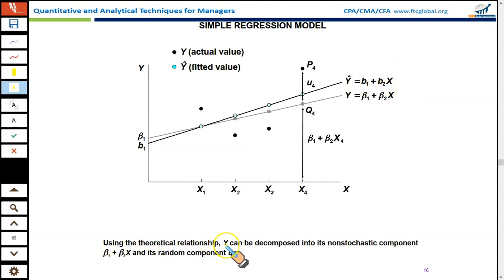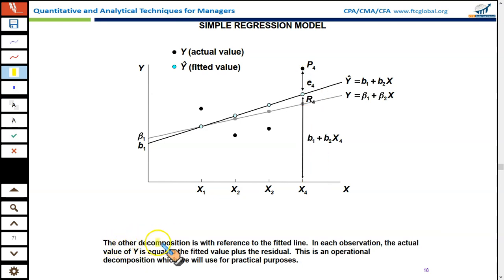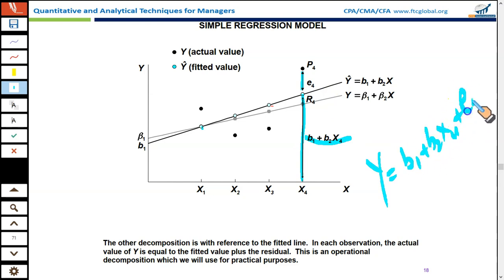So using the theoretical relationship, Y can be decomposed. This is Y. It can be decomposed into its non-stochastic component, that is the fixed component, this part, and the random component, this. The other kind of decomposition we can make is with reference to the fitted line. So you can see fitted line plus residual gives you the actual value. So actual value has two components. Actual value Y is equal to fitted line, this part, B1 plus B2X4, plus residual E4.